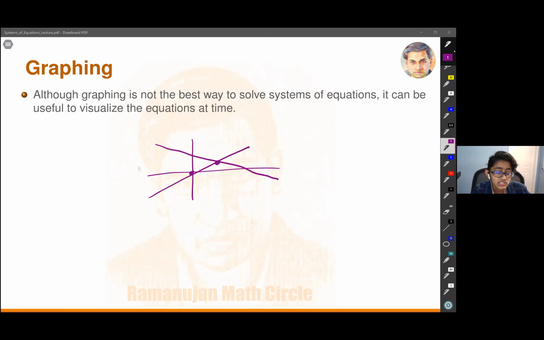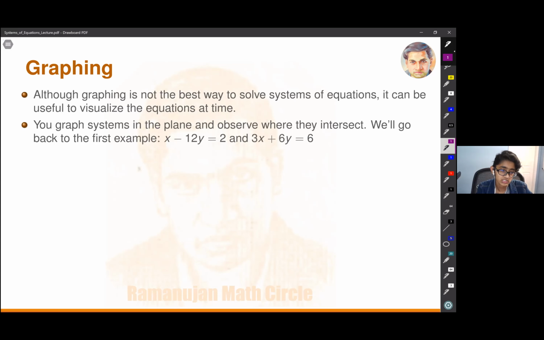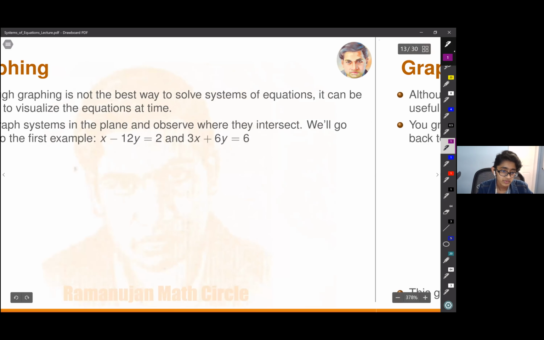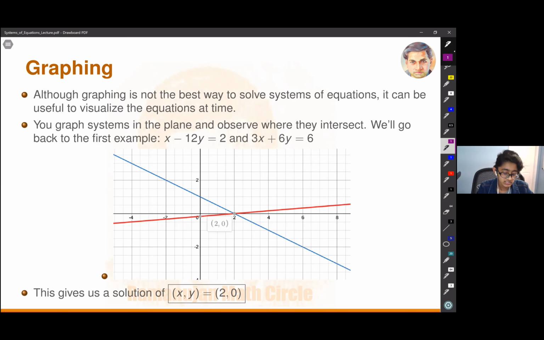However, we'll look into the same example that we did for the first one, which was x minus 12y is equal to 2 and 3x plus 6y is equal to 6. We're going to use the same example and show how the graphing gives us the same solution as last time. And so here's the graph of how it looks. We would rewrite x minus 12y is equal to 2, my bad.